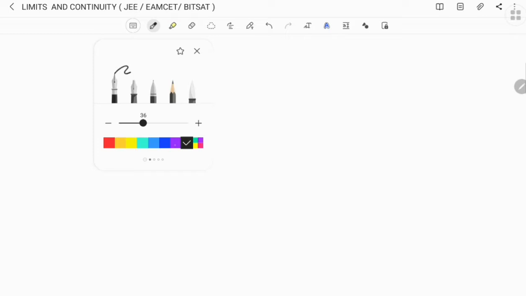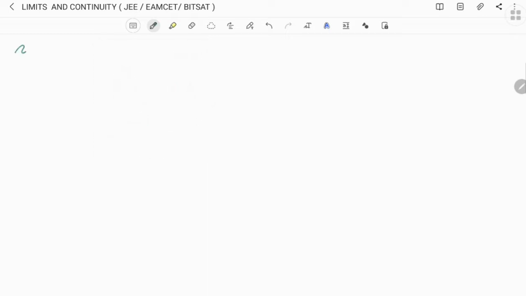Next, continuity in open interval and continuity in closed interval. Even that discussion also we will do. So I'll write it as formula points.